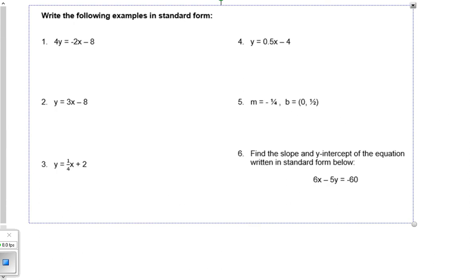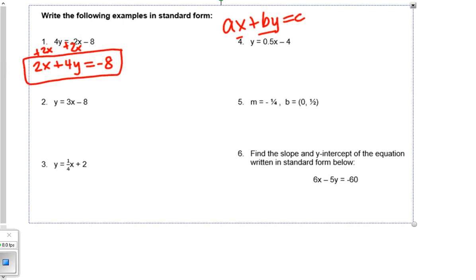So looking at number 1 here, again, I want it to look like ax plus by equals c. In other words, I need the x and the y here, c on the other side. So all I need to do on number 1 is add 2x over. So I've got 2x plus 4y equals -8. I check to make sure it's not breaking any rules. So I don't have any fractions and decimals, and a is positive. I'm good to go. Donezo.